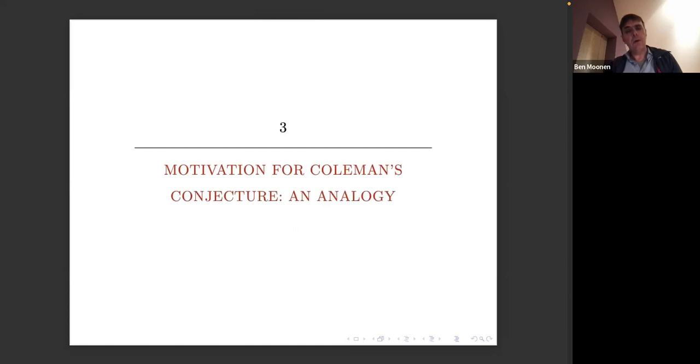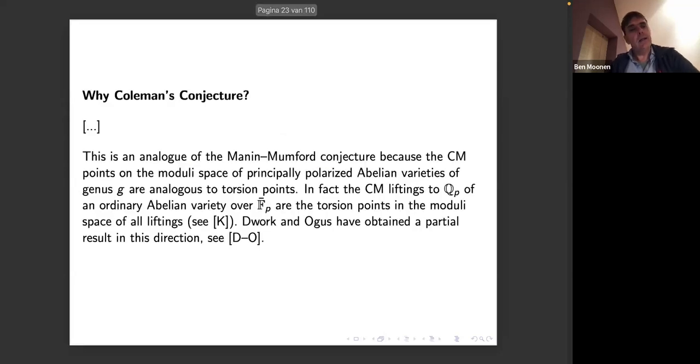So let me turn to one question that I find very, very important. And this is, where does this come from? Why would you write down such a conjecture? Actually, Coleman himself, I gave you a quote from his paper. And this is another quote, the next paragraph of that same paper. And there Coleman gave some motivation.